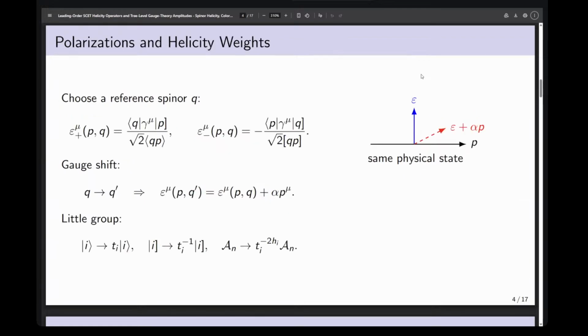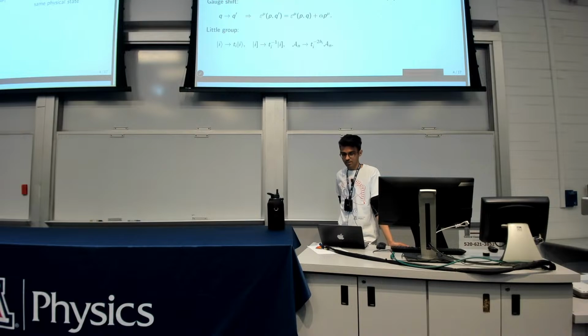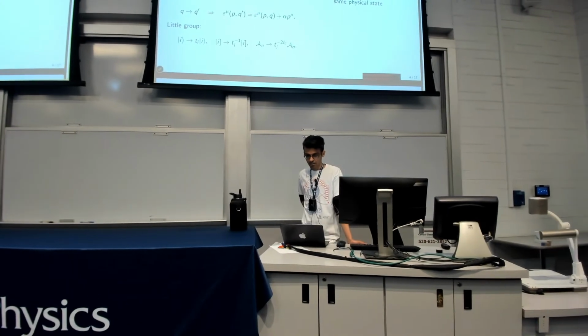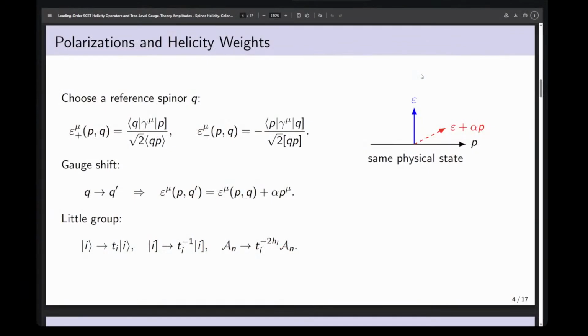Now we move to the next big question. How do we describe polarization? Polarization vectors can be written in spinor form, but they depend on a reference spinor Q. At first, this looks strange. Why introduce something arbitrary? But the key point here is that a change in Q only shifts the polarization vector by an amount proportional to the momentum, and because amplitudes are gauge invariant, they're insensitive to the shift. So the dependence on Q is not physical, it's just a gauge choice, and the gauge shift I've written down here.